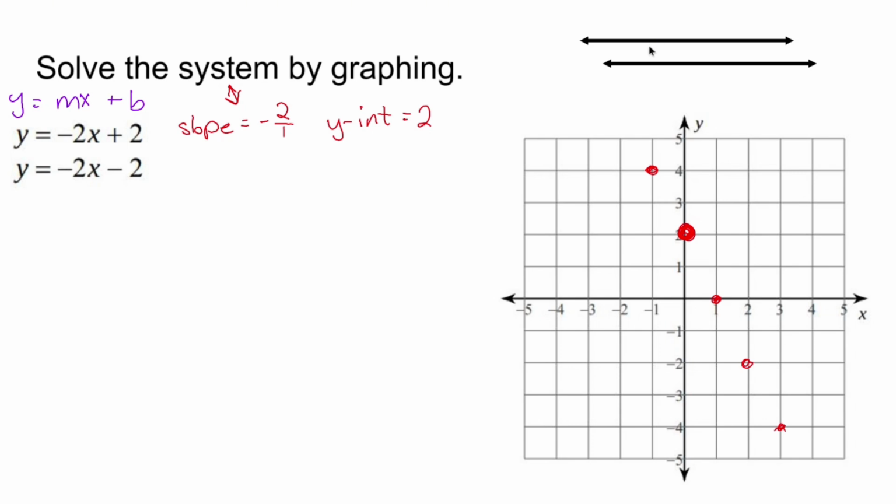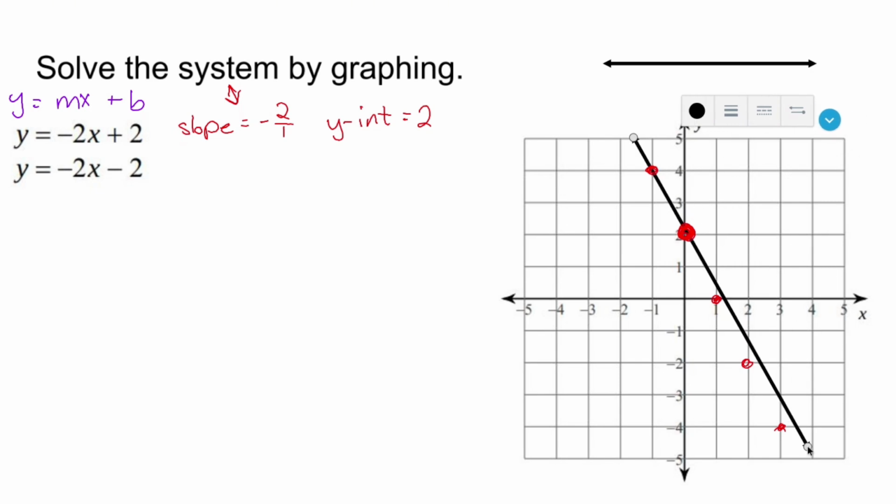So let's draw our line connecting all those red points right there, all those red dots. And we have line number 1 drawn out. Now, in order to solve this system of equations, we care about where these lines intersect. So let's graph this second one.